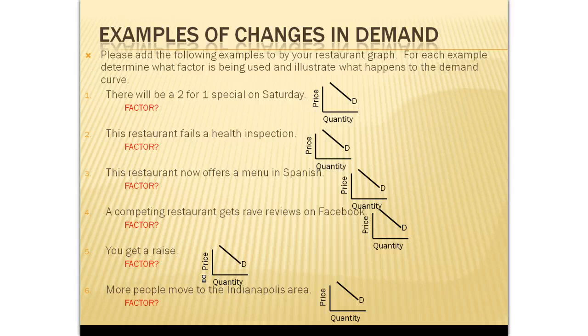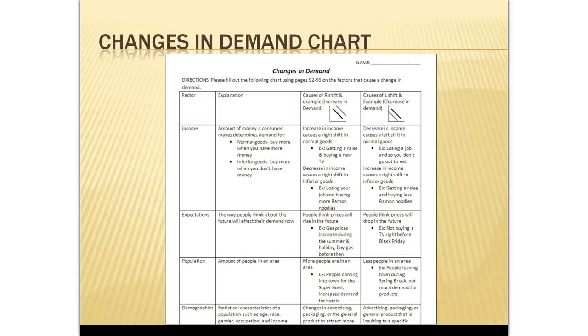So we'll do the first one together. So don't worry if you haven't written down all the sentences yet, because I'll give you time to do that. So let's do the first one. The first one says there will be a 2-for-1 special on Saturday. Okay, if there's a 2-for-1 special on Saturday at this restaurant, what factor am I using to change the demand for this restaurant? So go back and look at this chart. Go through and look at it. What factor do you think I'm using?